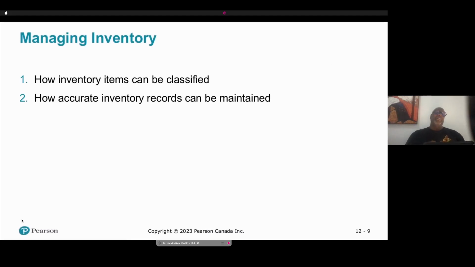Let's talk a little bit about managing inventory. If you're going to talk about managing inventory, then we need to focus on classifying it, because if we're able to classify the inventory, it might make it a little bit easier for us to manage it. And also, how accurate are inventory records?